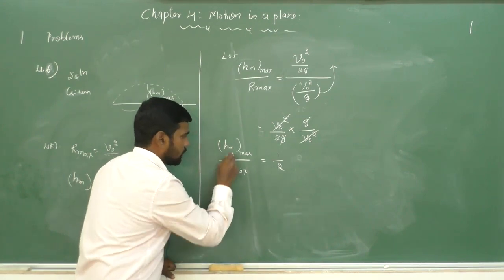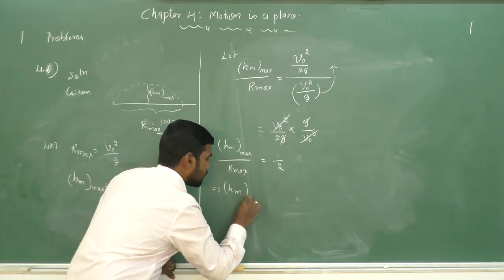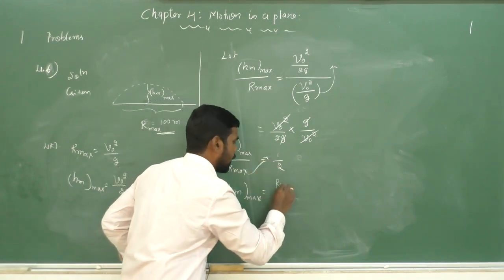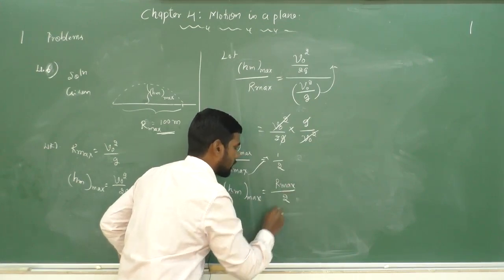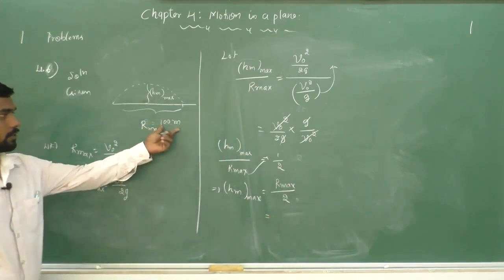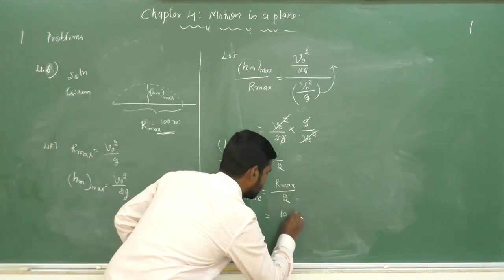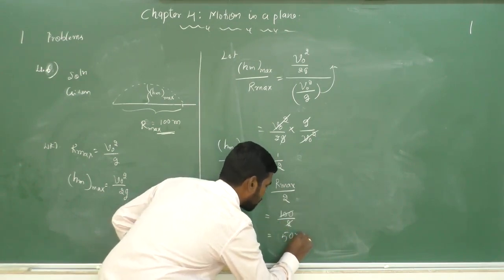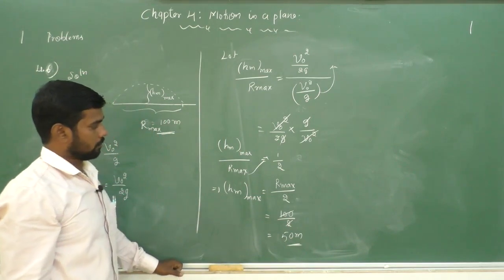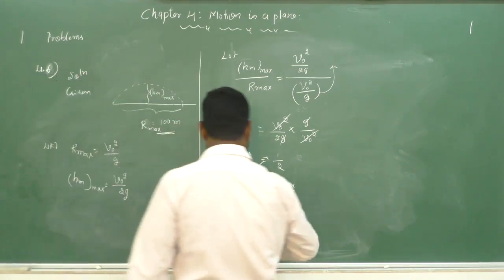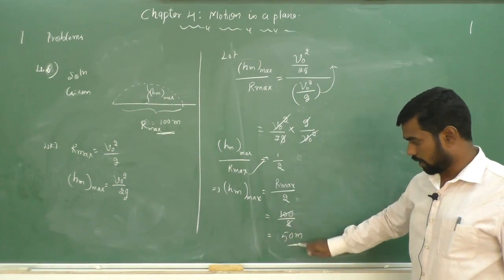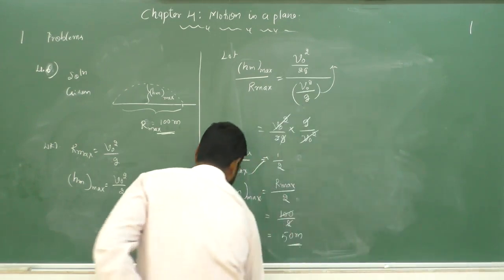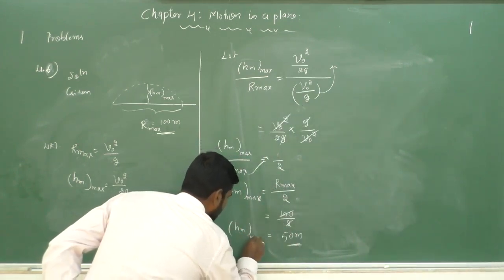So we need to find out H max. This goes to the numerator, and we can write H max equals R max divided by 2. The R max value which is given here is 100, divided by 2. So that is 50 meter. That is the H max value.